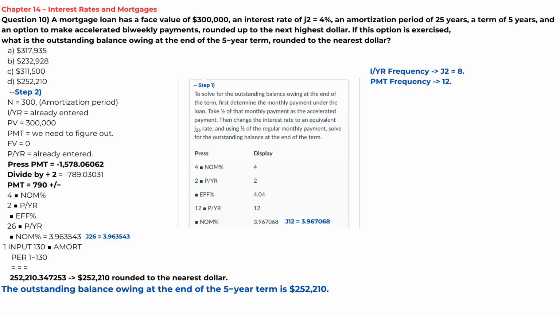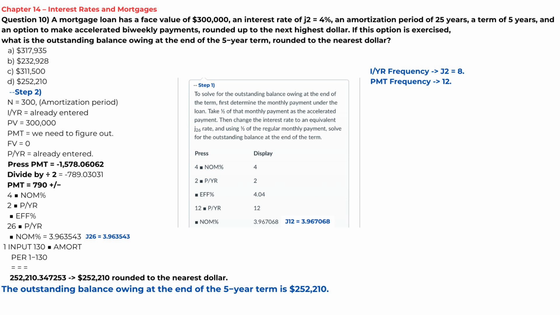To solve for the outstanding balance owing at the end of the term, first determine the monthly payment under the loan. Take 1/2 of that monthly payment as the accelerated payment. Then change the interest rate to an equivalent J26 rate, and using 1/2 of the regular monthly payment, solve for the outstanding balance at the end of the term.